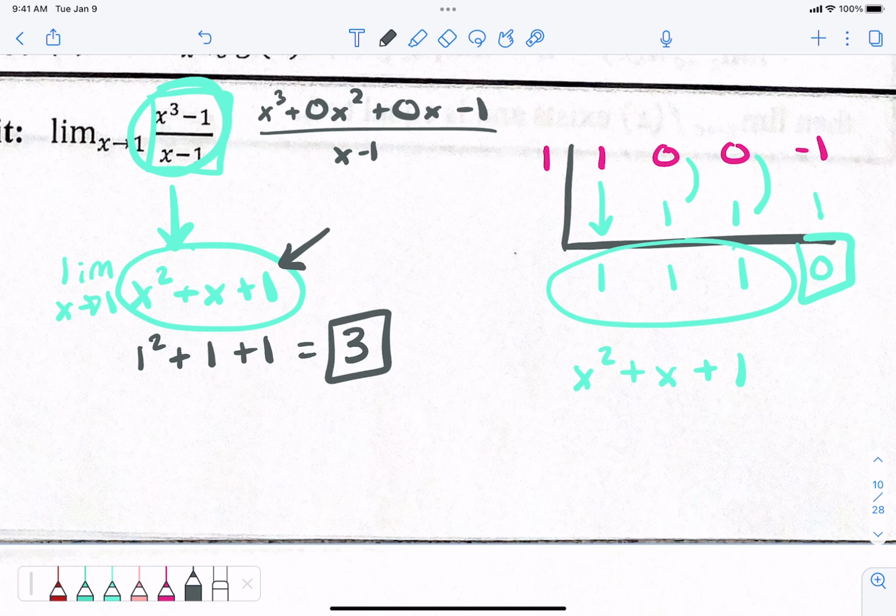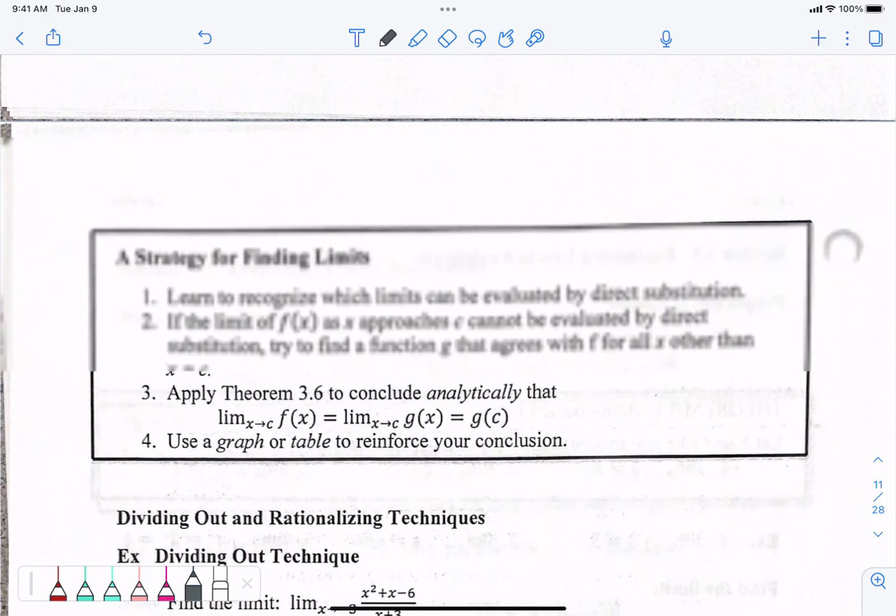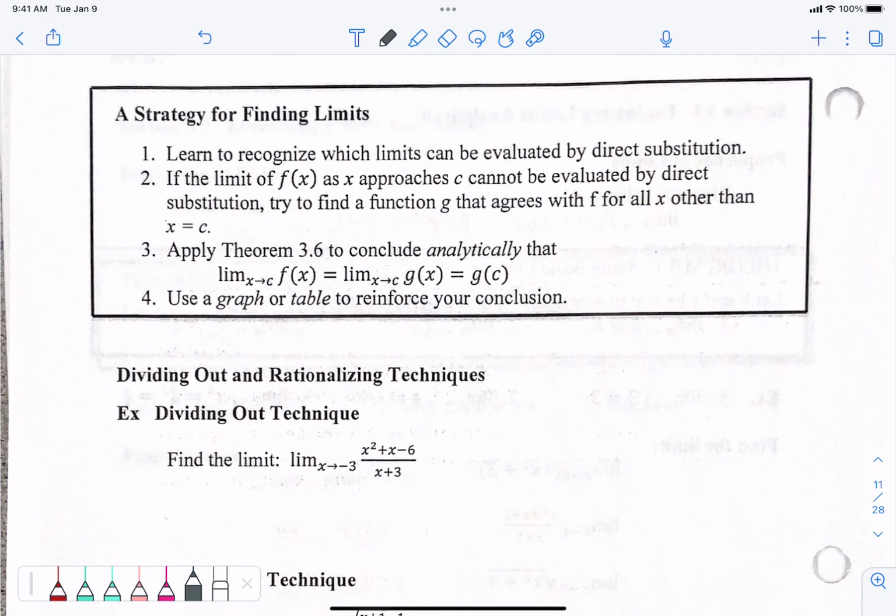And if it works, then just plug the answer in, or plug the limit in, from there to what you have left over. Make sense? Okay? All right, there we go. Strategy for finding limits, we'll go through these here in a second.